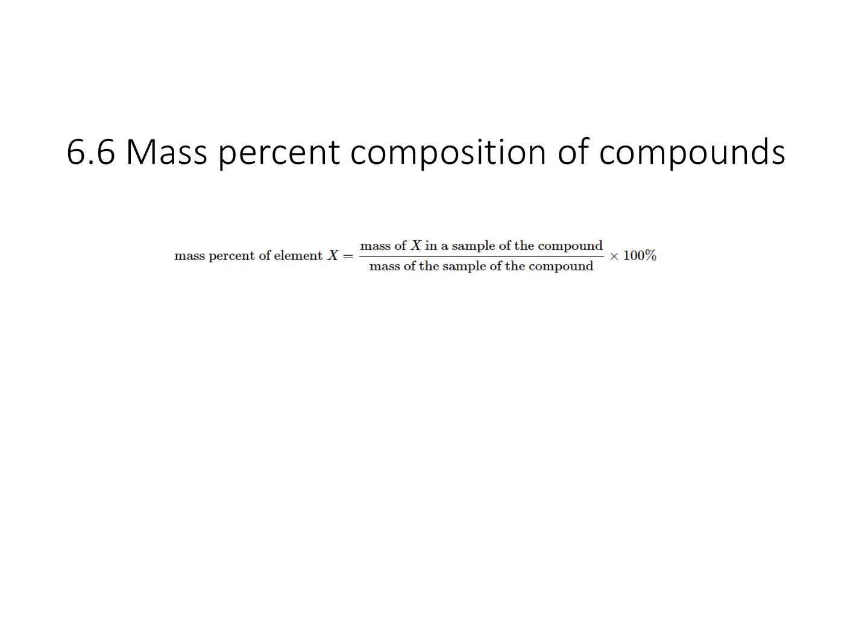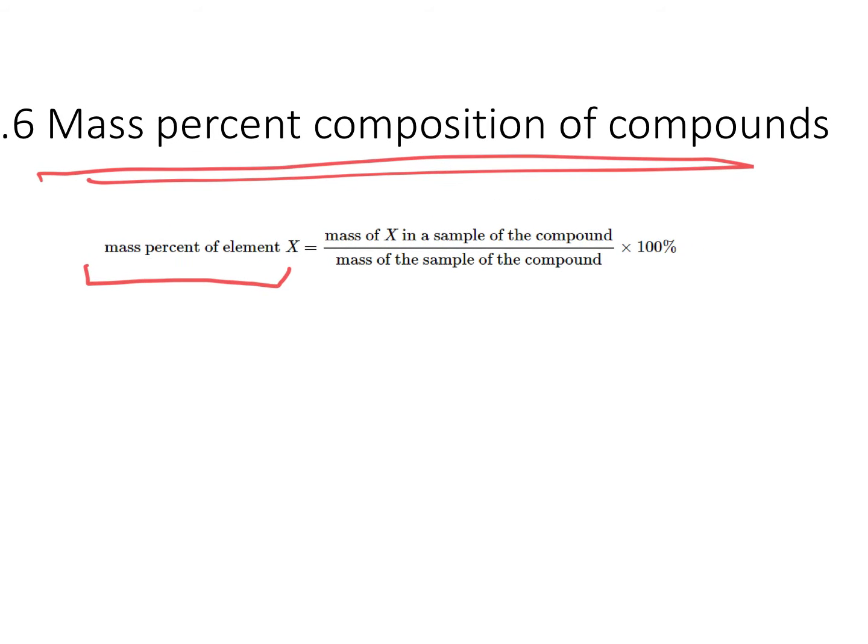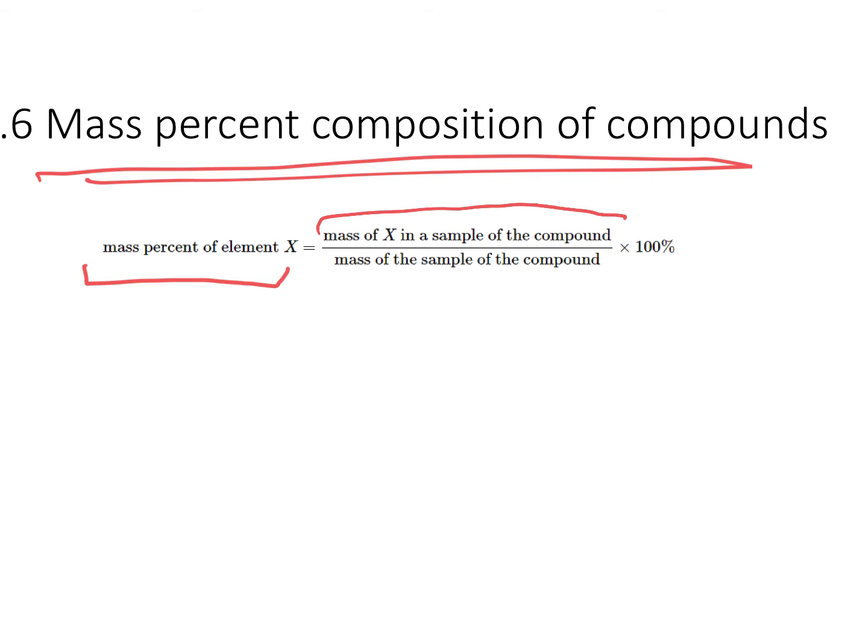So I briefly said that the only time that we convert gram to grams directly is when I give you mass percent composition, which is basically if I want to calculate mass percent of element X in a compound, it would be mass of X in a sample of the compound divided by mass of the sample of the compound, multiplied by 100%, right? Just kind of like taking the percentage. If I say how many students got A in exam 1, you count how many got A divided by total number of students, right? If I want to calculate the percentage, multiply by 100%. So this is basically the same thing.